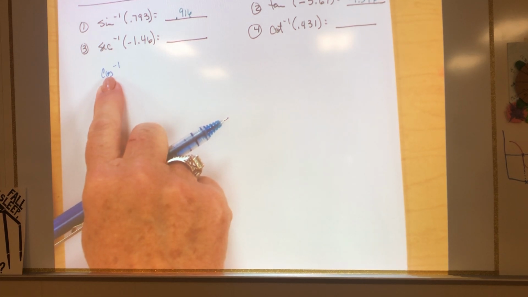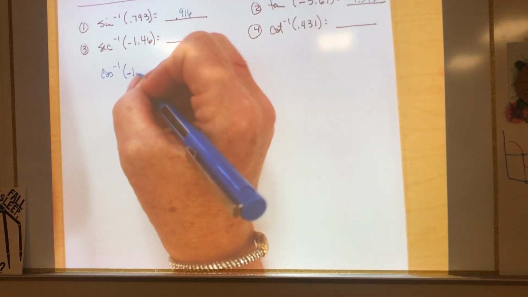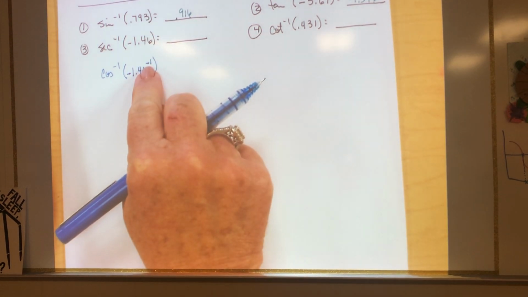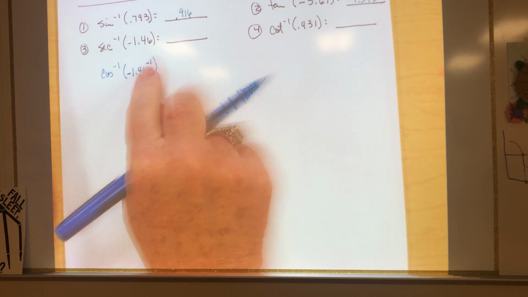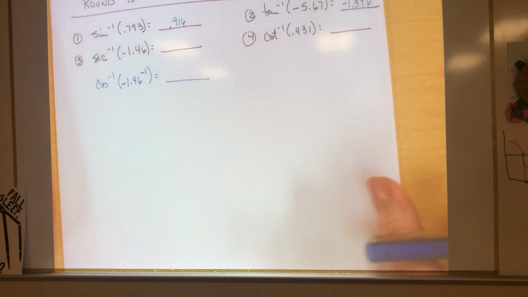Outside. Why? Because where are angles on a triangle? They're on the inside. Sides are on the outside. So you should have done inverse cosine of negative 1.46. Put your little reciprocal button, that's x to the minus one, right here on the inside because I'm looking for an angle. Now y'all look, this is where you have to know the difference.